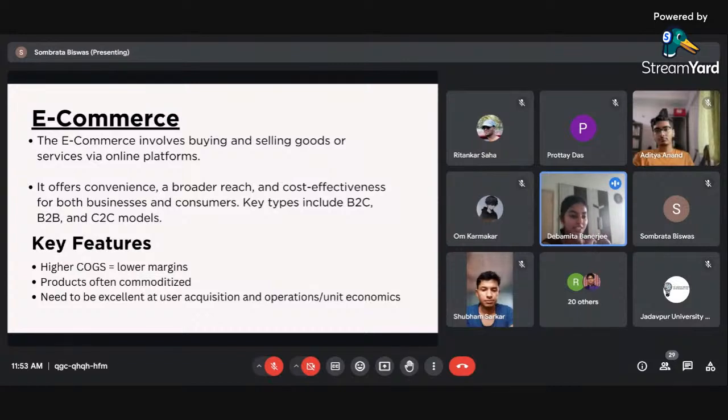Need to be excellent at user acquisition and operations unit economics. User acquisition, you need to be good at, usually through marketing, and you have to have good unit economics. Does anybody here know what unit economics is? I guess unit economics is the economics of one unit of the product. Like per unit, how much I am making, how much is the cost, and how much is the profit. Right. Does anybody else have anything to add to that? It also takes into account how much percentage of a single product is going into marketing and how much is going into other stuff, like everything expenditure related regarding the business.